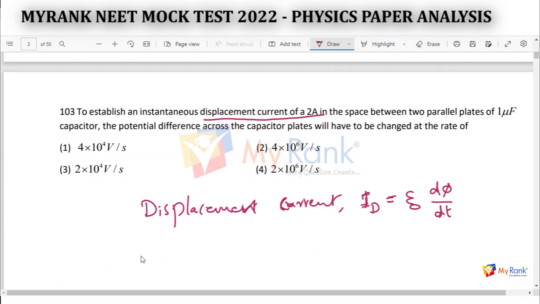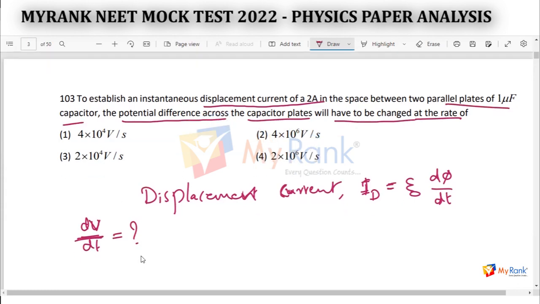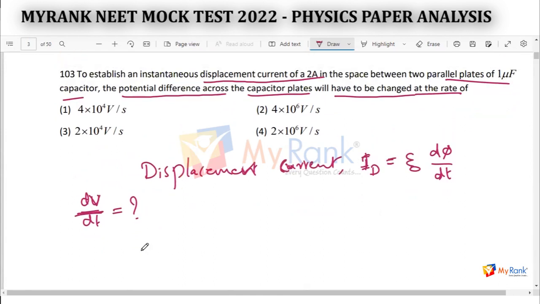So now it is asking to find the rate of... you see, the potential difference across the capacitor plates will have to be changed at the rate of, which means dV by dt is being asked, students. Rate of potential is being asked of us. Of course, parallel plates, capacitance they mentioned as 1 microfarad, right? So let us discuss this. dV by dt we should get.